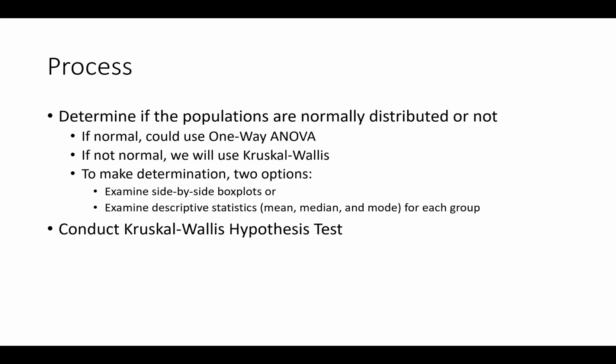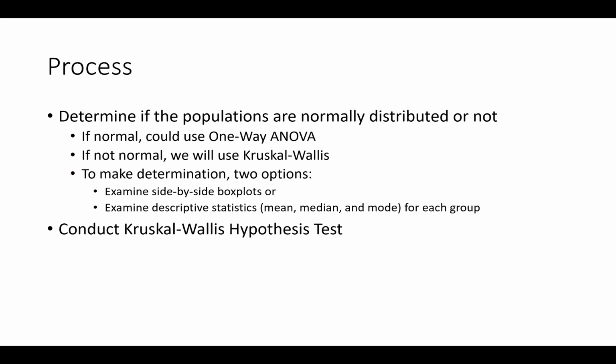It's a little bit more of a process because we've got to think about it. In both cases, for ANOVA or Kruskal-Wallis, you've got to decide if your distributions are normal or not, or be told that they're normal. If they're normal, we're going to use one-way ANOVA, which is the better of the two tests. But if the distributions are not normal, we're going to use Kruskal-Wallis.